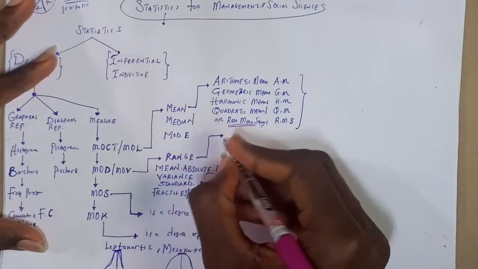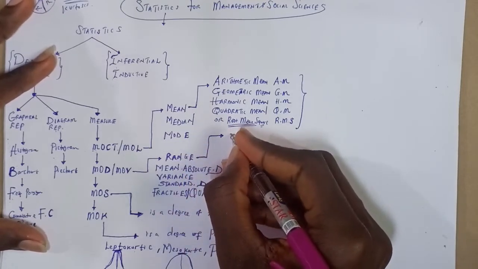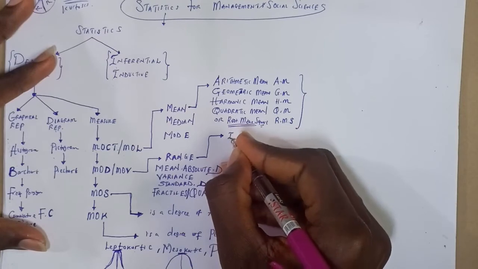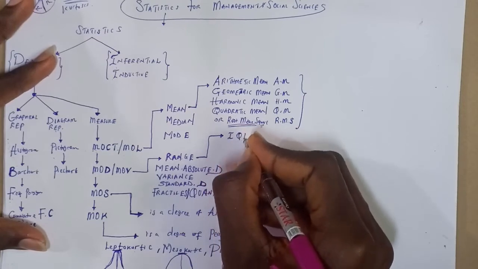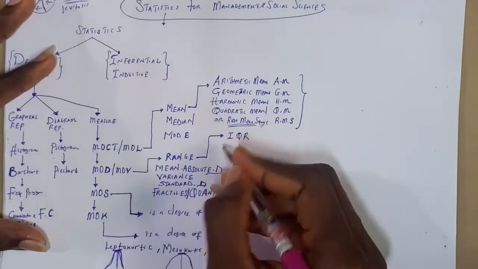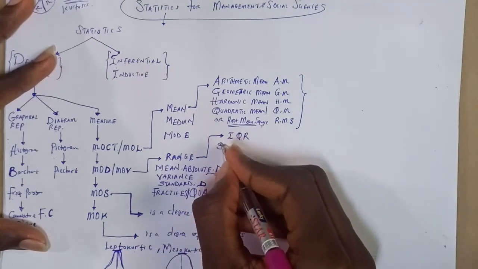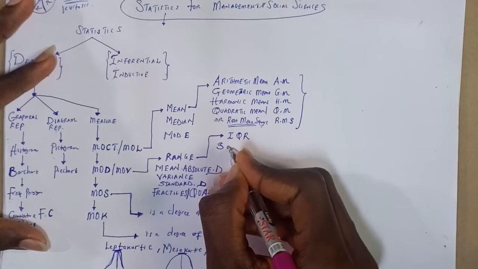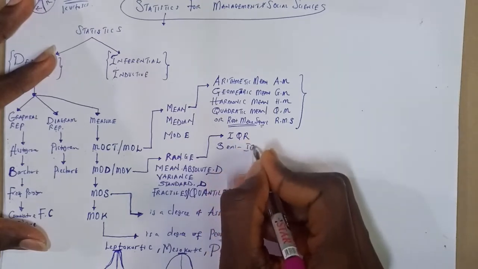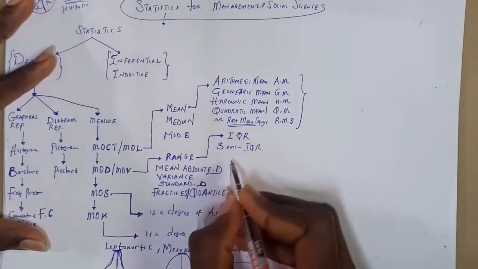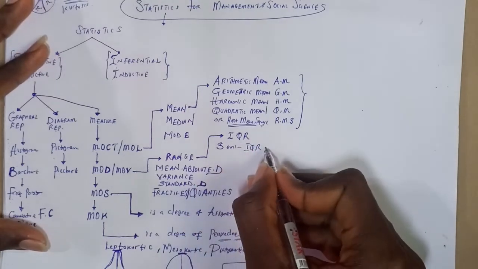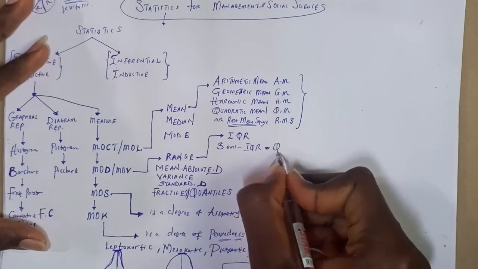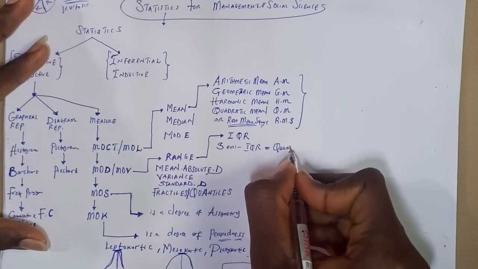Whatever you have to take note of in this is we have the interquartile range, which is the IQR, the interquartile range, take note of it. And we also have the semi-interquartile range. That's SIQR. We denote this as SIQR. This semi-interquartile range is also known as quartile deviation. Please take note.